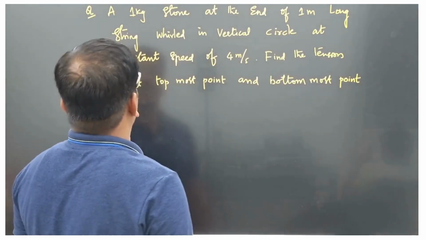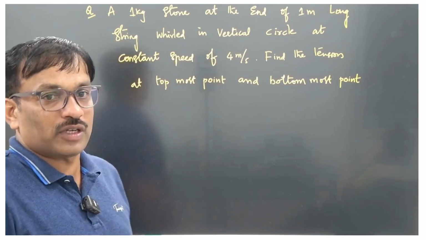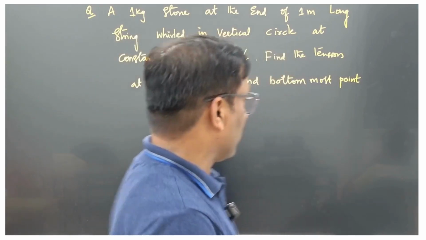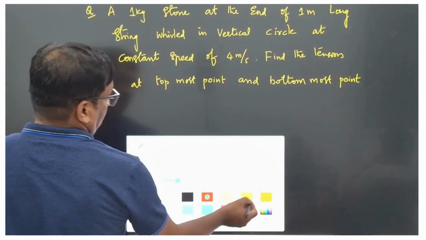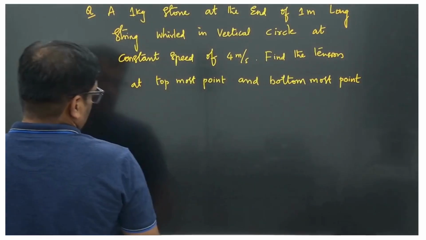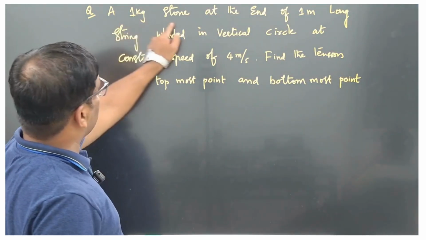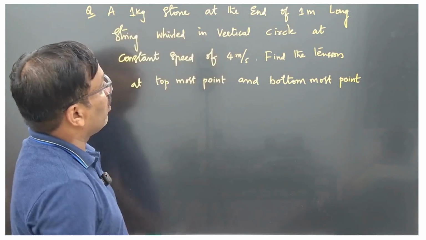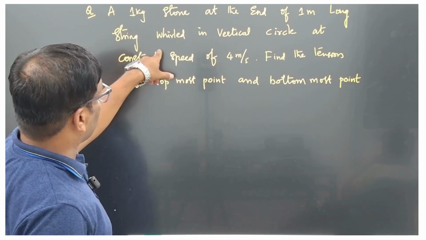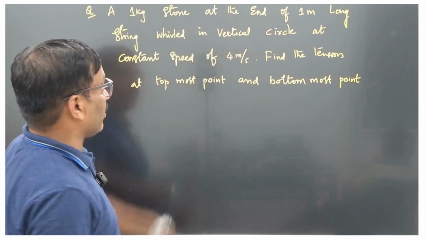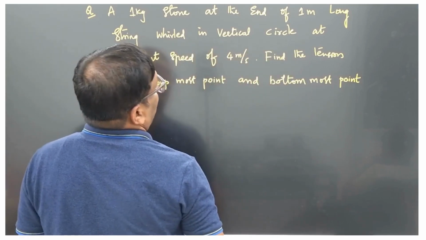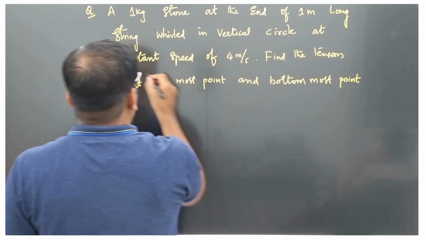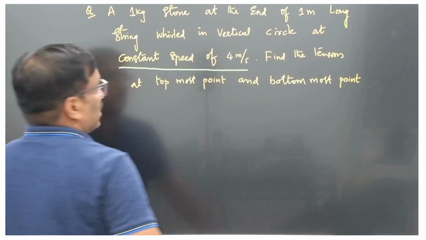Okay, this is one confusion question for most of the students. Let us see what is the difference between what we discussed till now and this question. So, let us study. A 1 kg stone is there at the end of a 1 meter long string, reeled in a vertical circle. Every student will think that is a vertical circle question. Now, let us see. At a constant speed of 4 meters per second.